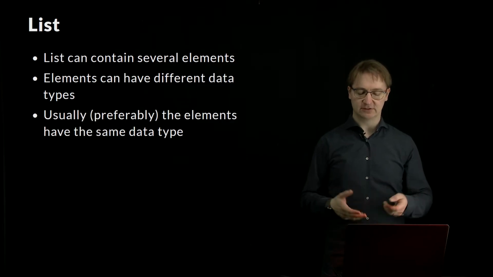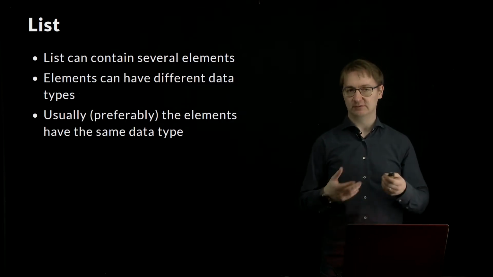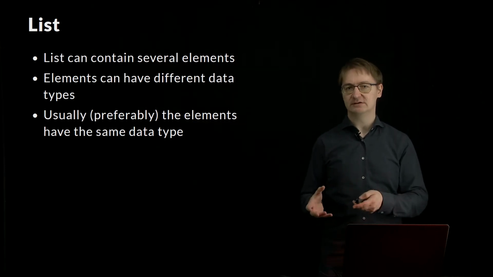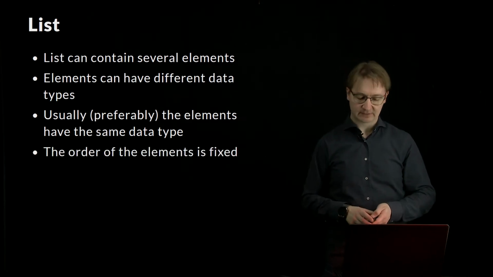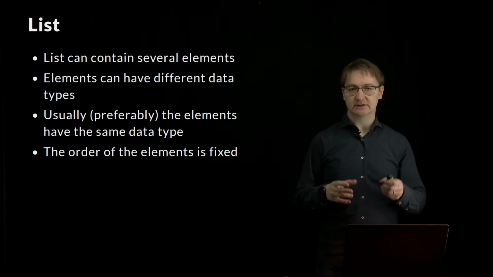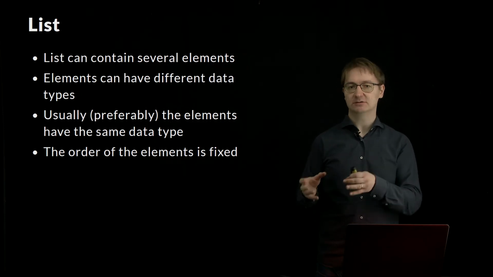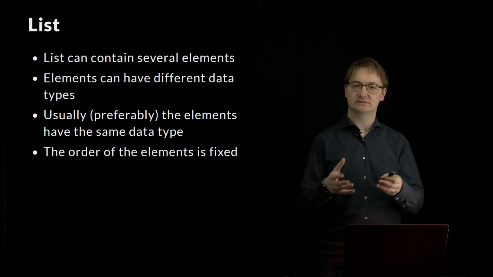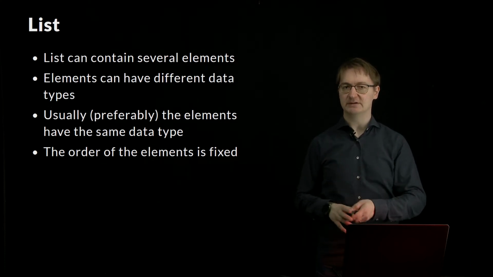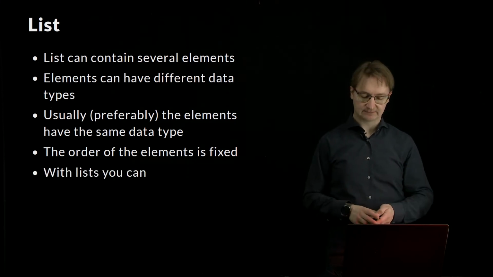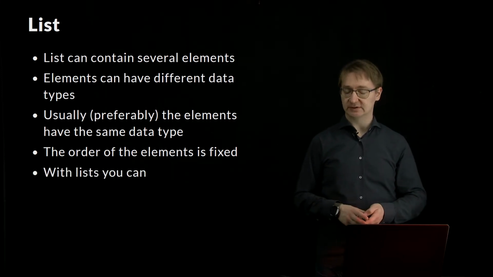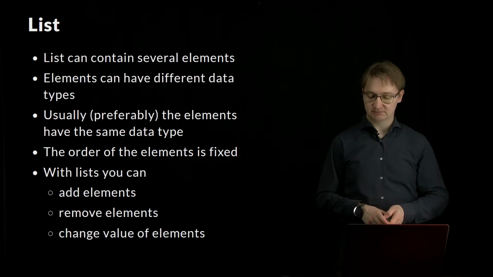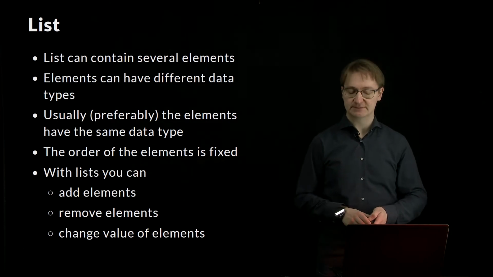Although it's usually preferred to have only the same type of elements inside one list. It makes the code easier to read and easier to maintain. And the order of the elements in the list is fixed. So if you have certain numbers inside the list, the order of the elements remains the same. And what you can do with lists: you can add elements to a list, you can remove elements, and you can change the value of different elements.